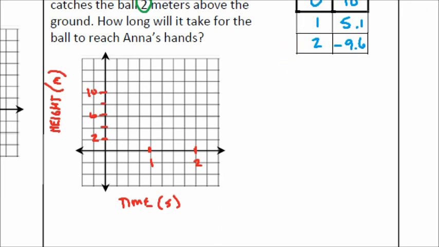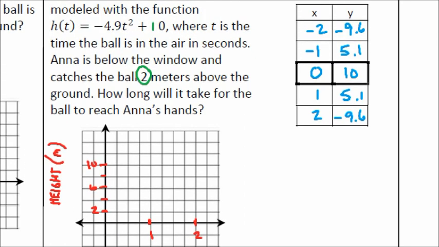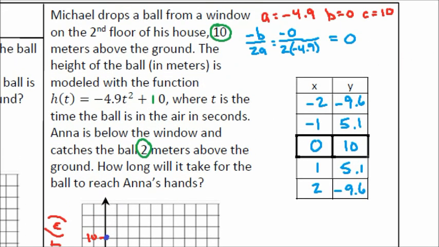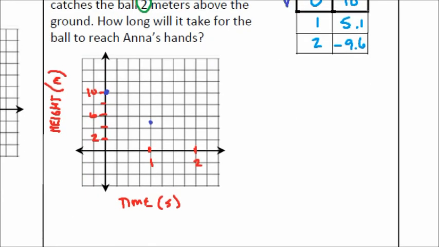Let's go ahead and plot some points. Let's do 0 first. At 0, we're at 10. That's actually our vertex because we're just dropping the ball from the second floor. We're not throwing it, we're just dropping it. So it is our vertex, because we already have the vertex right here. At 1, we're at 5.1. This is between 4 and 6, about right in the middle there somewhere. And now at 2 seconds, we're at negative 9.6.